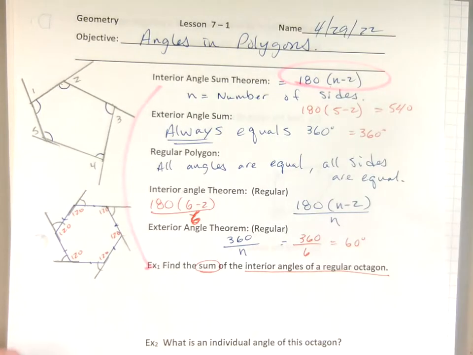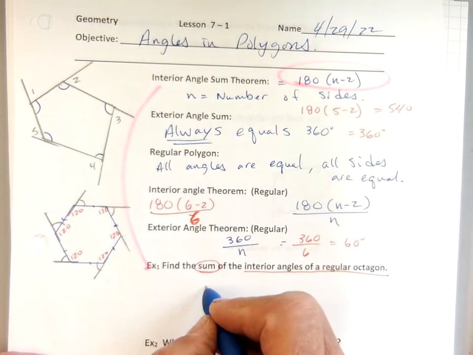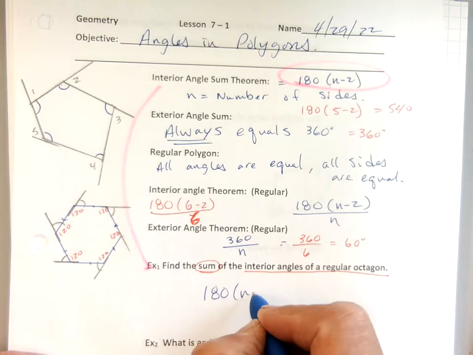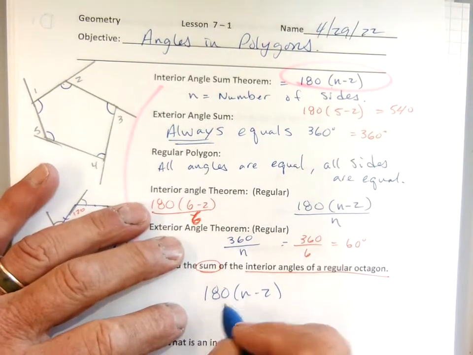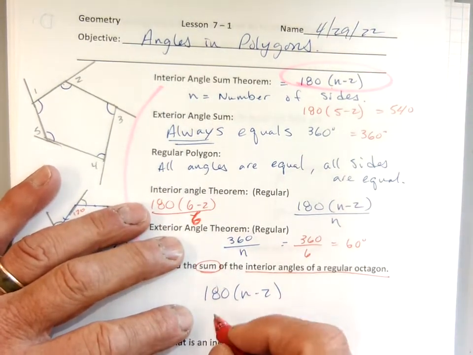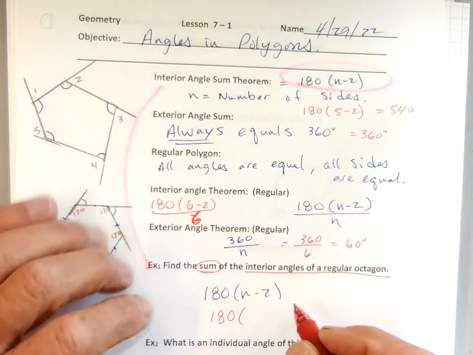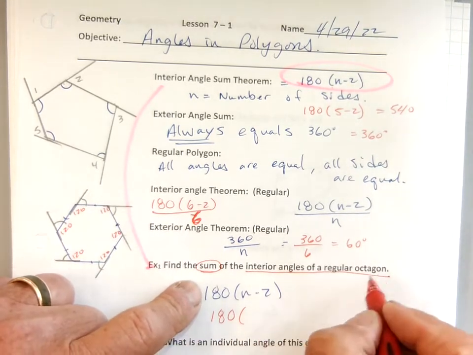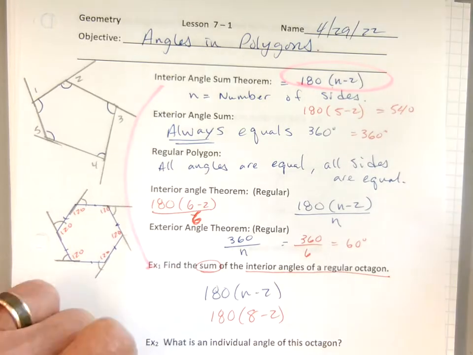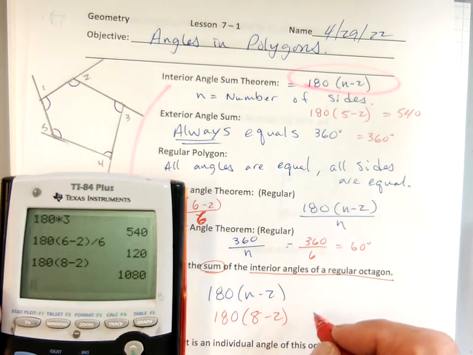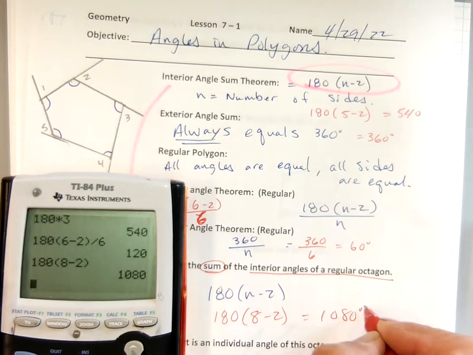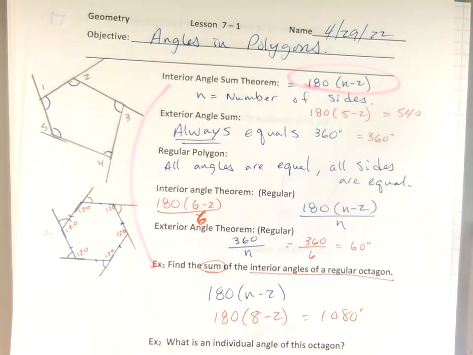I'm just going to go 180 times n minus 2, okay, because I want the sum. I don't want an individual angle, I just want a sum. Add them all up, okay, so I'll just go 180 times, it's an octagon, 8 minus 2, right? I'm going to use my calculator, 180 times 8 minus 2, and I get an answer of 1,080 degrees for the sum of all of them, okay?